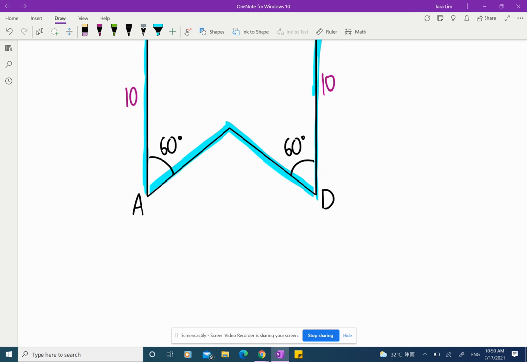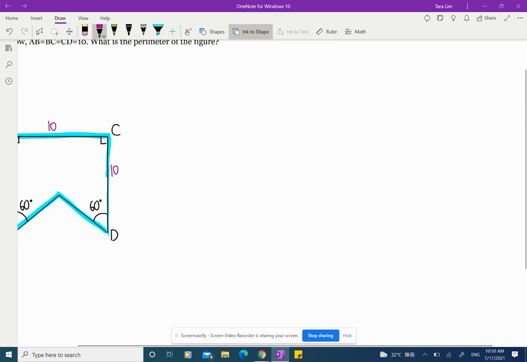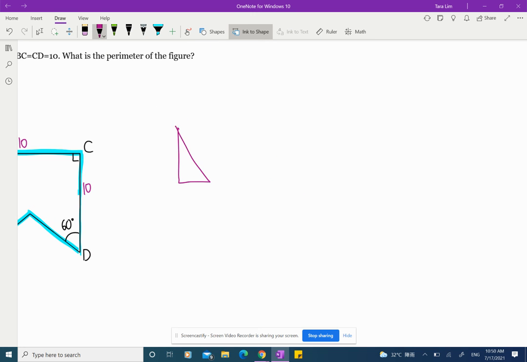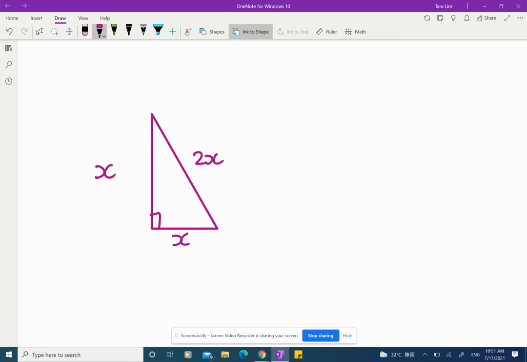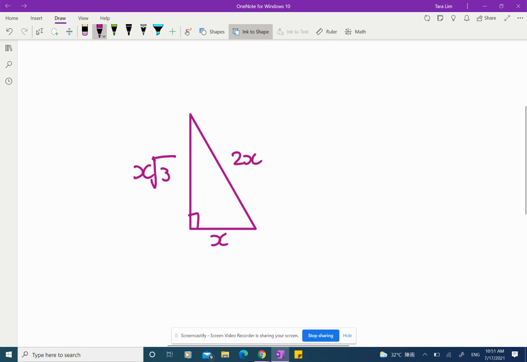So let's say I have a right angled triangle here, and this is the right angle. And then there is a special formula. So the shortest length here, do you see the shortest length? Of course, this is the shortest length. So this length is, let's say, x. And the hypotenuse is always 2x. And the length here is always x times square root 3. It is always like that.